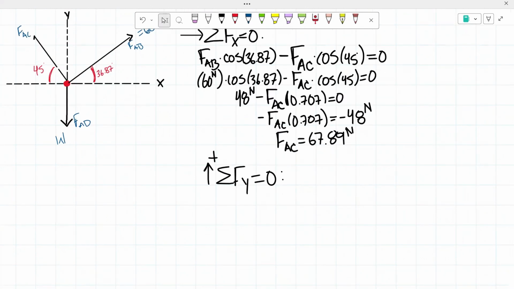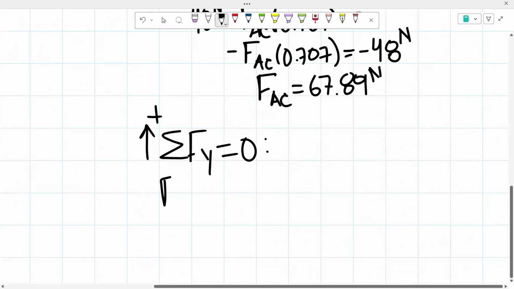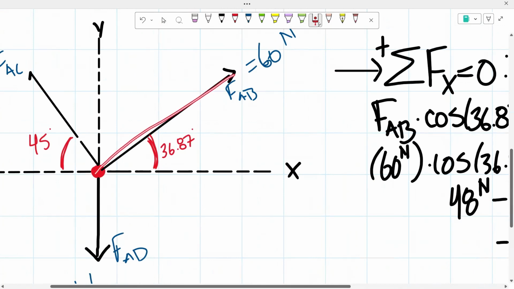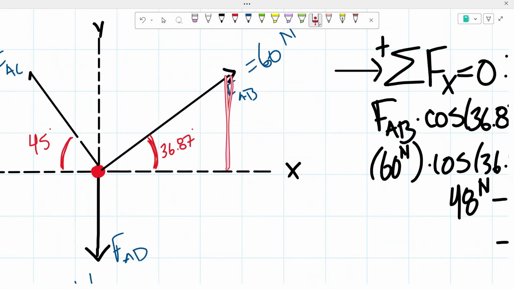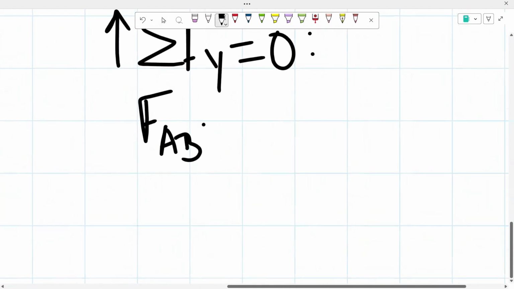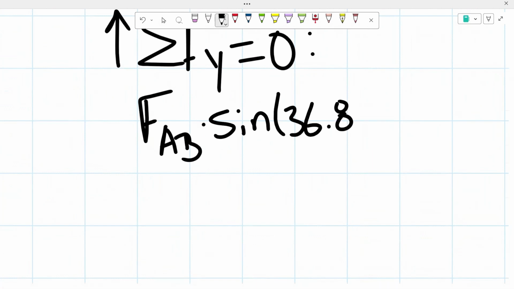So we have once again a positive force of the spring AB, times, and this time instead of using cosine, we're going to be using sine, because if we look at this as a triangle, we are now trying to find the opposite side of this angle right here. And we're still working with this hypotenuse side. So we have opposite over hypotenuse, and sine is equal to opposite over hypotenuse. So we're going to times that by sine of 36.87.